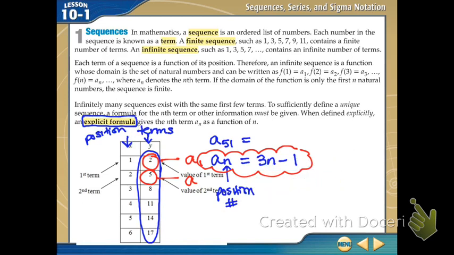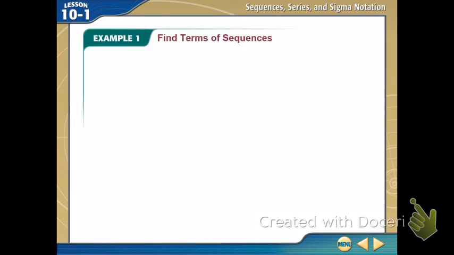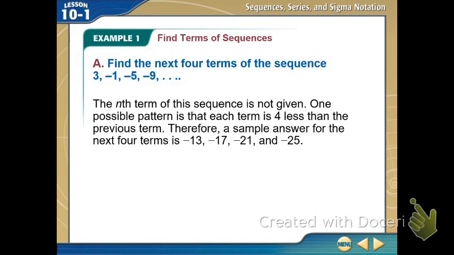Okay, so the next thing we want to do is look at some examples. Find the next 4 terms of the sequence. First of all, I'm just looking for a pattern. Hey, what do you know? You can get to the terms by subtracting 4. So if I keep this pattern up, I should find the next 4 terms.